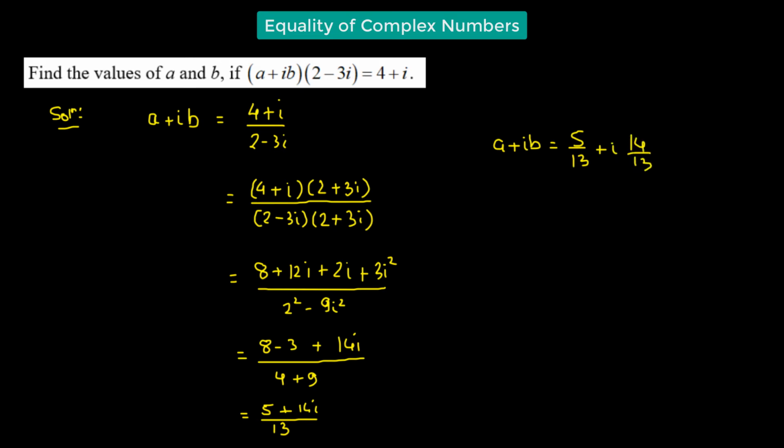Now since they're equal, we equate the real part and the imaginary part. So the real part of a plus ib is a, and that will be equal to 5 over 13, and the imaginary part b will have the value of 14 over 13. So these are the two values of a and b. Let's move on to the next question.